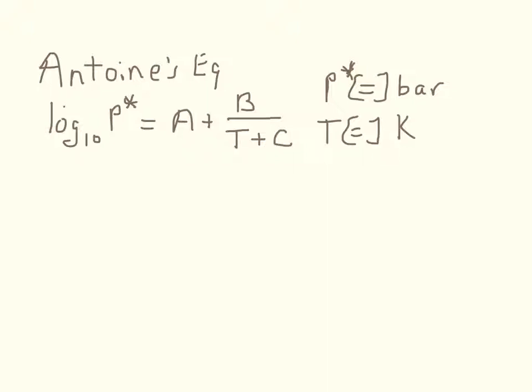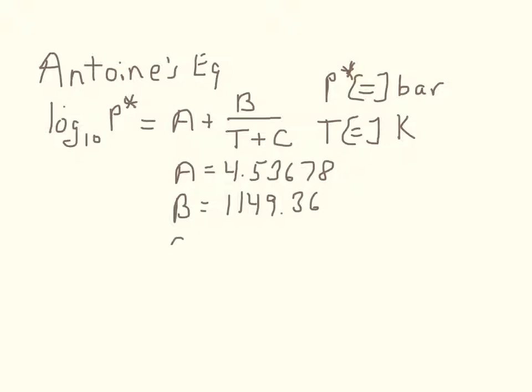So, looking that up then, A is equal to 4.53678. We probably don't need to use all of those significant figures, but they're available. B is 1149.36, and C is equal to 24.906.